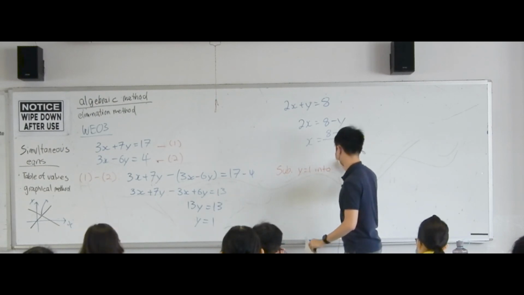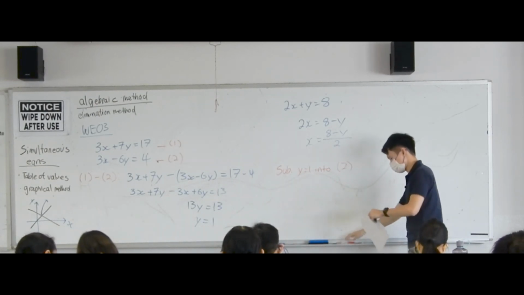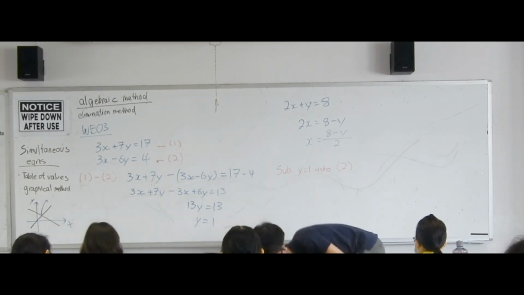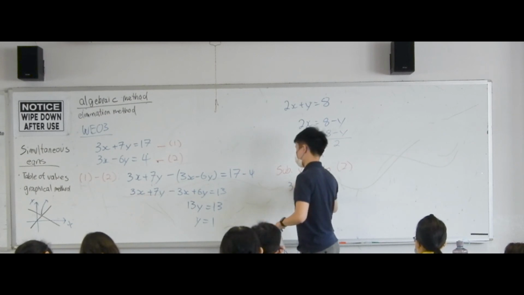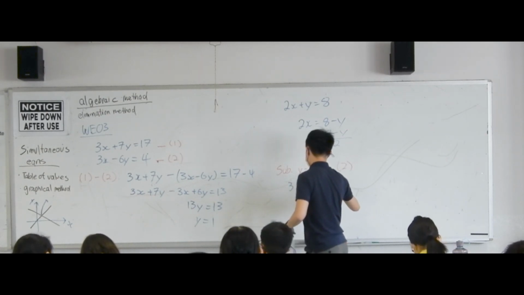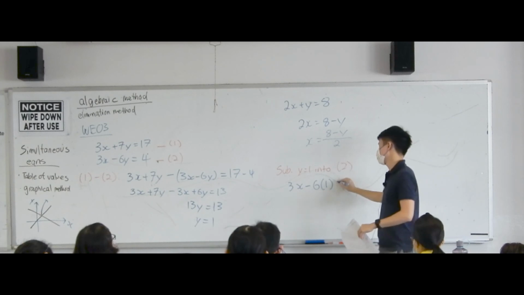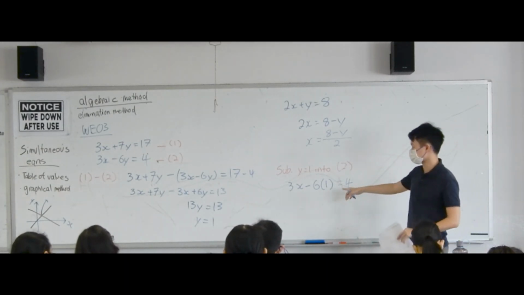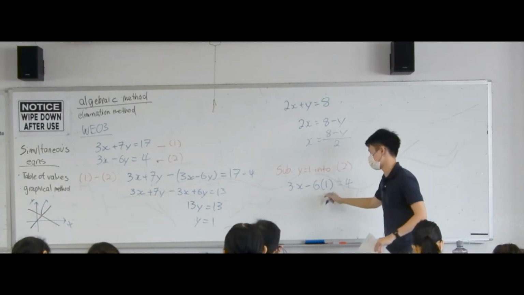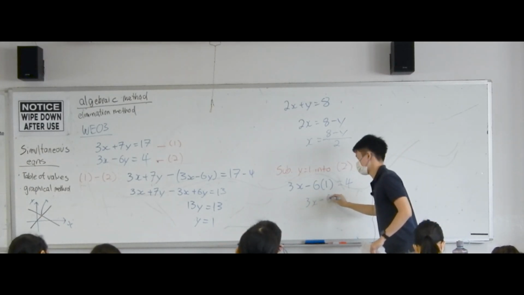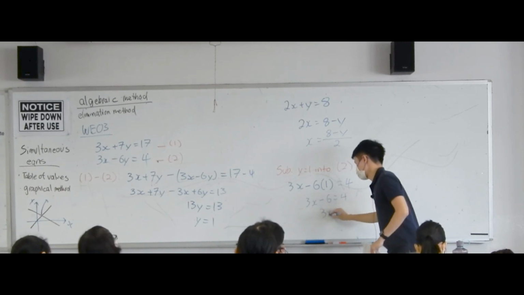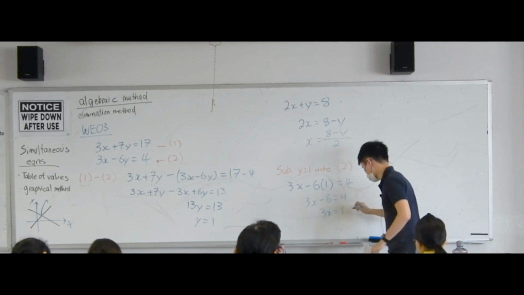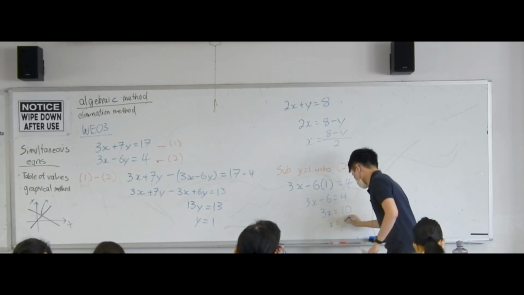Let's try equation 2. So what we have here is 3x minus 6 times 1, because 6 times y is 6 times 1, equals 4. Sorry, I'm going a bit faster. 6 times 1 is just 6, so it's 3x minus 6 equals 4. We have 3x equals 10. And finally, x equals 10 over 3.